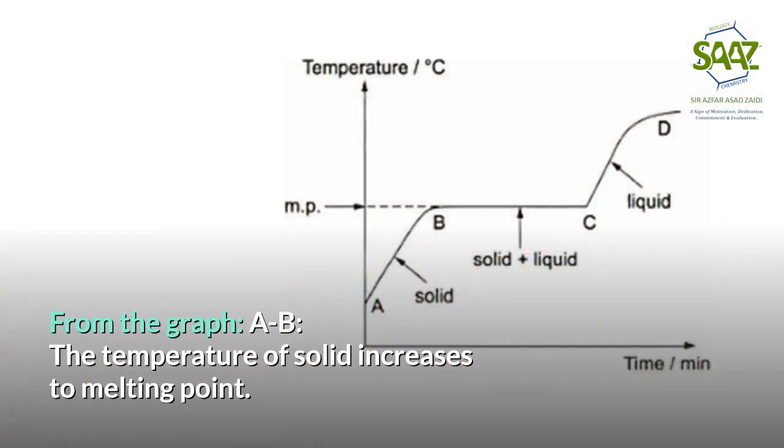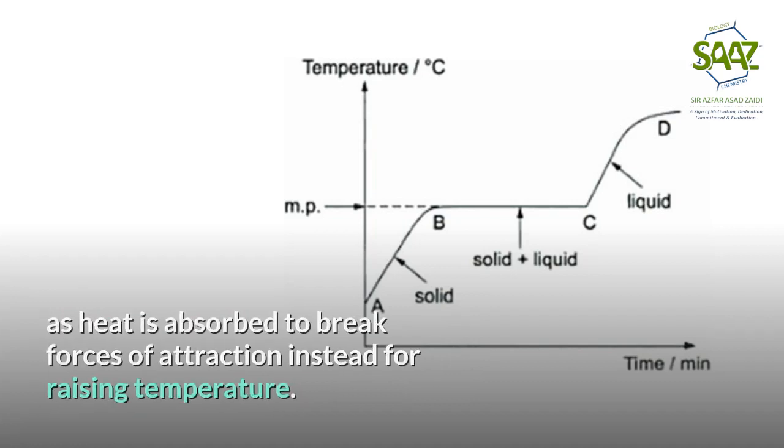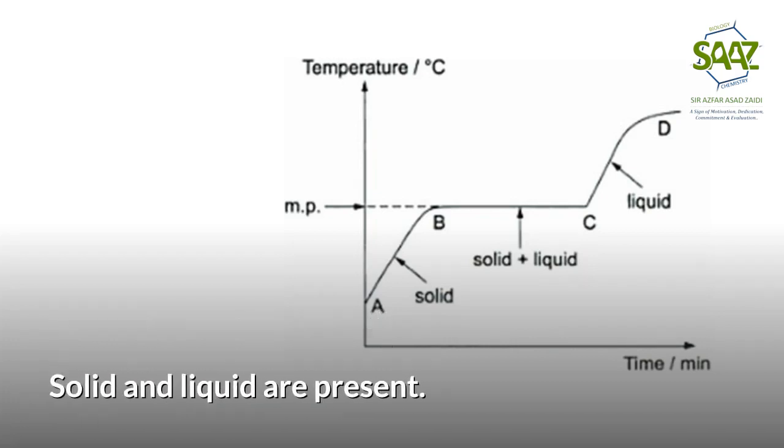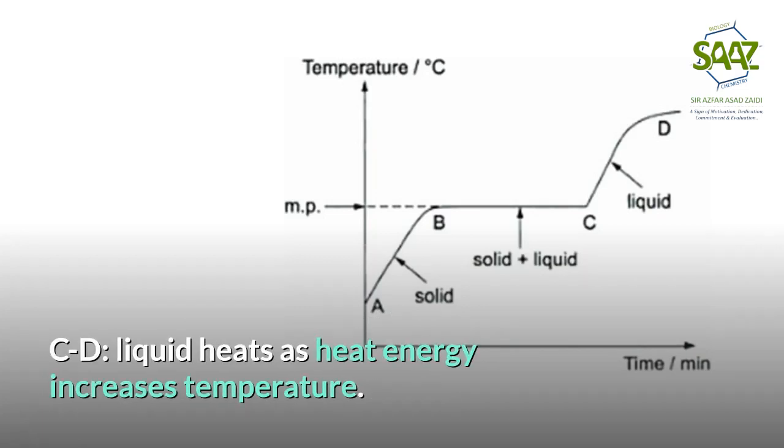From the graph, point A to B, the temperature of the solid increases to the melting point. From point B to C, the temperature remains constant as heat is absorbed to break forces of attraction instead of raising temperature. Solid and liquid are present. Point C to D, the liquid heats as heat energy increases temperature.